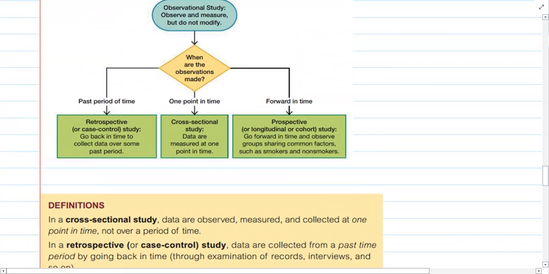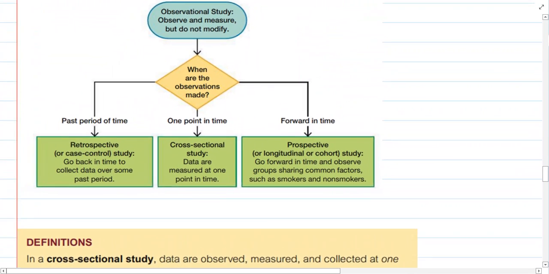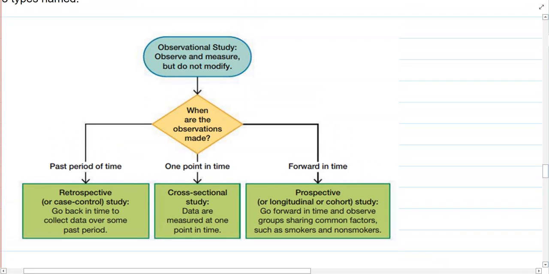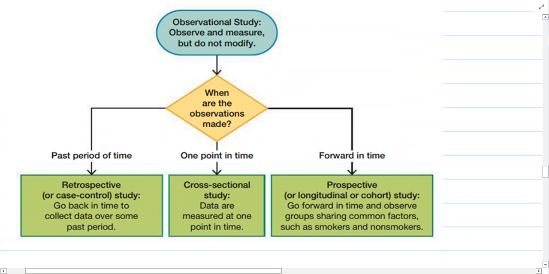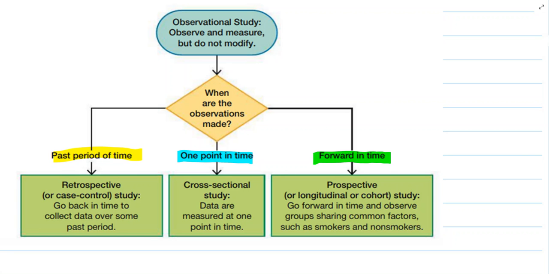So here I have it. All right, let me put it a little bit large so nobody has to squint on this video. In an observational study, we have choices from a past period of time, or one period in time. So this says retrospective.